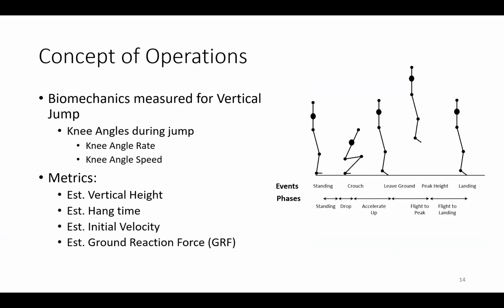For the biomechanics measured for the vertical jump, by using a knee angle sensor, we'll be collecting direct data for knee angle during the jump. And this will then in turn give us knee angle rate and knee angle speed. The metrics that this will output are vertical height, hang time, initial velocity, and ground reaction force.